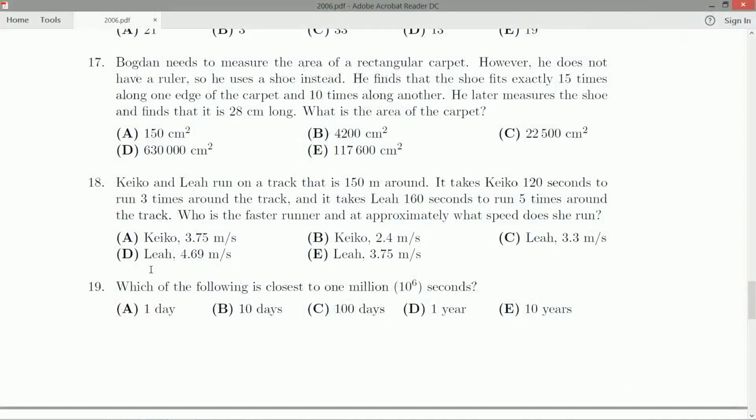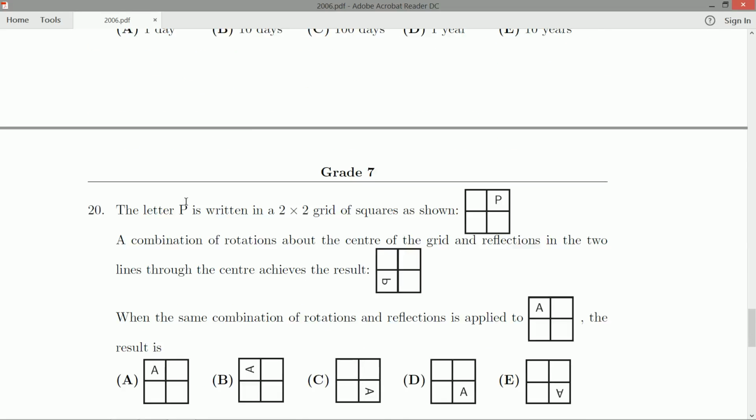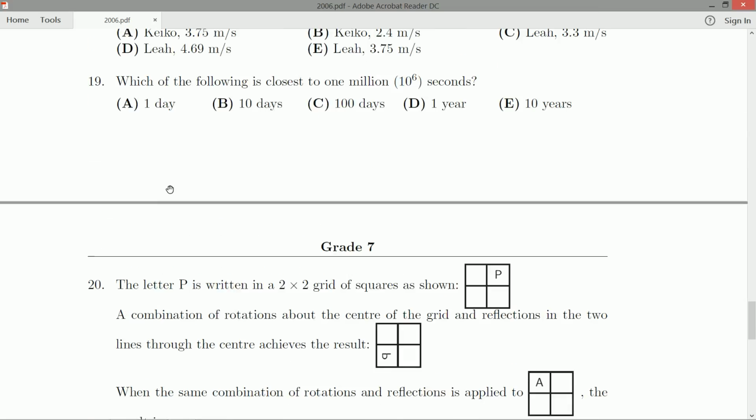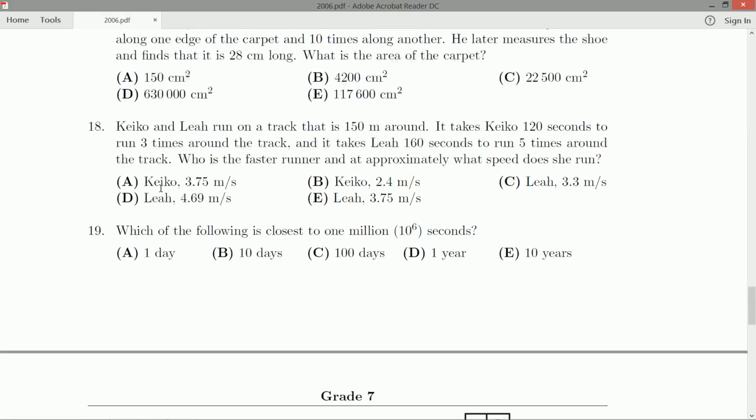So that does it for question 18. Two more to go in part B, questions 19 and 20, and those will be in the upcoming videos.